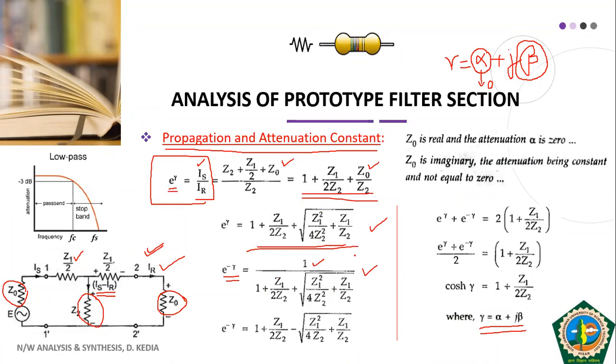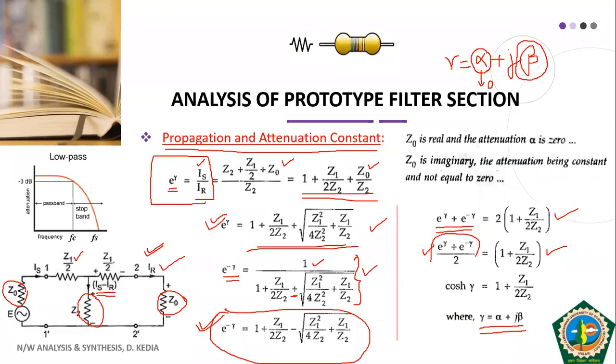Now what we do, you rationalize this. You already know what is the meaning of rationalize. You multiply numerator and denominator by 1 plus 2z2 minus this. With this minus, you multiply in the numerator as well as in the denominator, and you will get this. So you have got e raised to power gamma, and this is how you have got e raised to power minus gamma. Then we sum them together, e raised to power plus gamma and e raised to power minus gamma, we get this. We divide by 2, we get this.